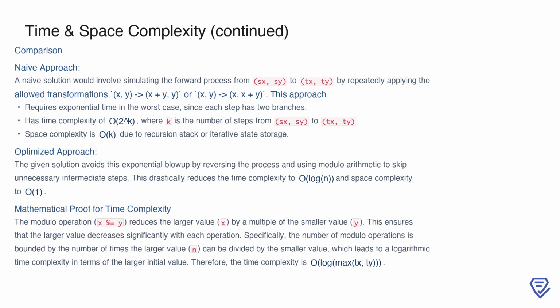The mathematical reasoning behind this efficiency lies in the behavior of the modulo operation, which reduces the larger value by repeatedly subtracting multiples of the smaller value.